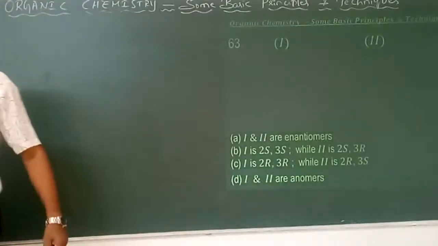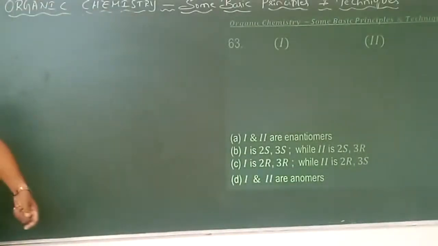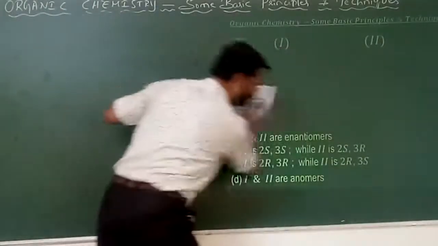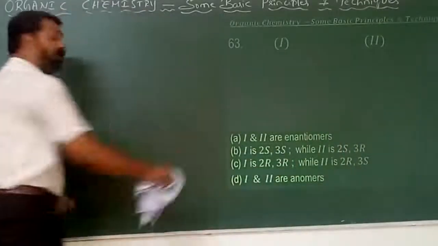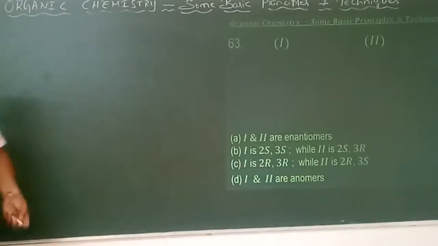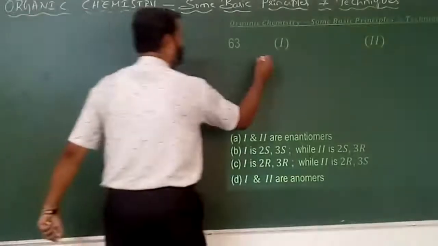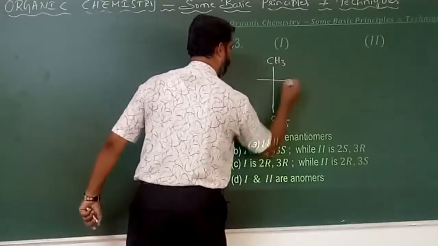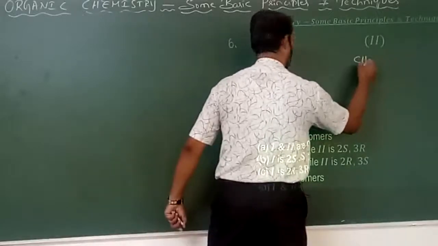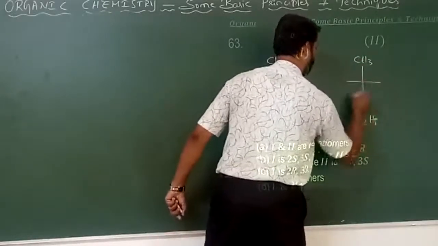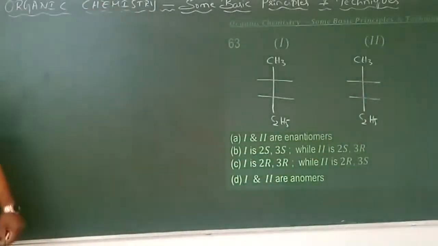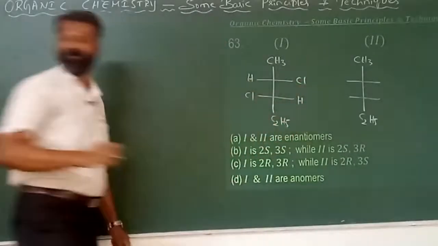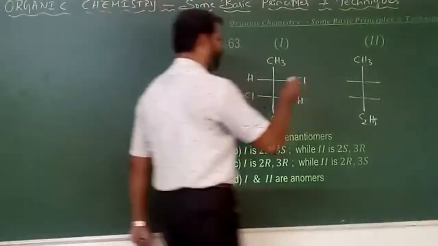So now 63. So I have to write the structures for that. Okay, what are the structures? Now, in the first case, HCl, and this is ClH. And in the second case, HCl, HCl.